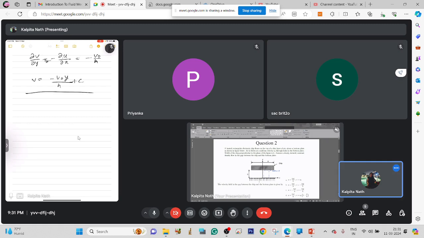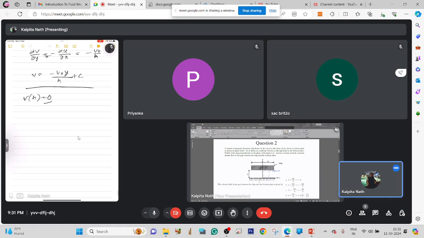That is v equals minus v naught y upon h plus c. The boundary condition is v at h is equal to 0. Obviously, when we move to the height h, due to the no slip boundary condition, velocity will be 0. So 0 is equal to minus v naught h upon h plus c, so c is equal to v naught. So simply, velocity v is equal to v naught times 1 minus y by h. So the answer is option D.